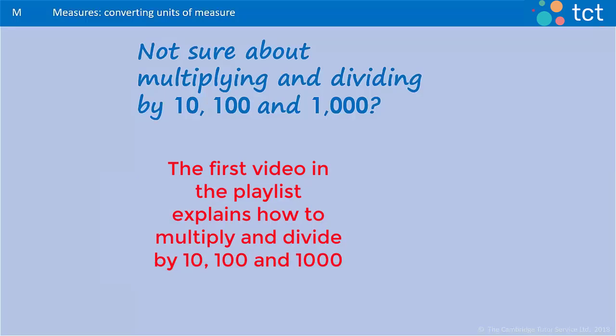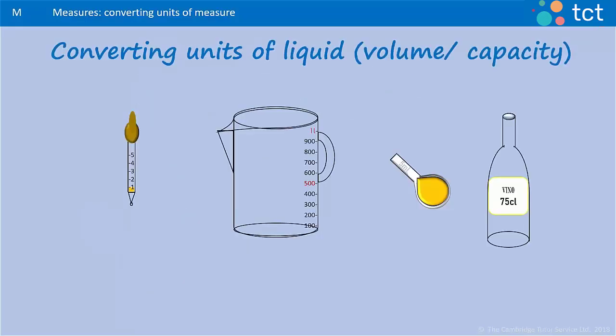For those of you not familiar with multiplying and dividing by 10, 100 and 1000, I recommend watching the first video of this playlist. We're looking here at converting units of measure when you're using mostly liquids. This is often known as volume, some people call it capacity.